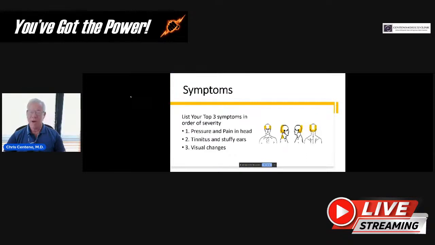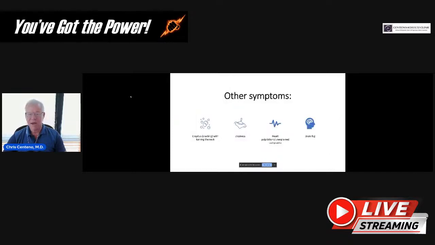So let's start with his symptoms, because I've heard from some of the listeners that you're really interested in seeing what kind of symptoms might map to what kinds of CCI. So these are his big symptoms: pressure and pain in the head. That's his pain diagram off on the right. Tinnitus and stuffiness in his ears, and visual changes. Now, he had other symptoms as well. Those were just his top three.